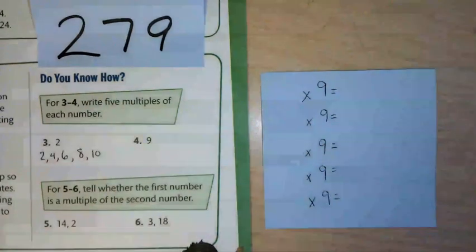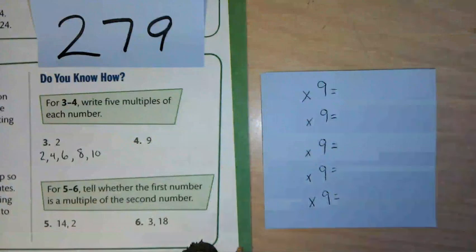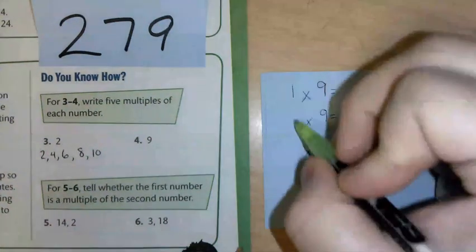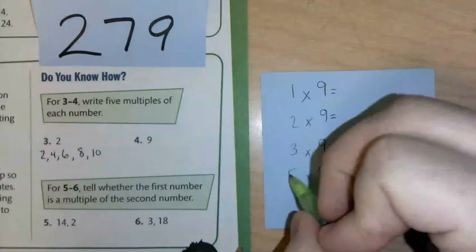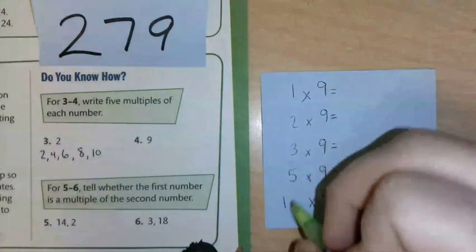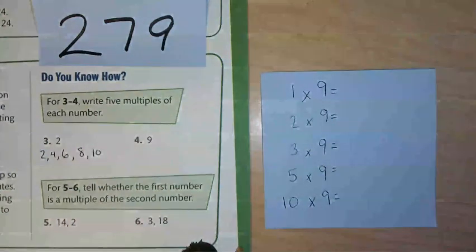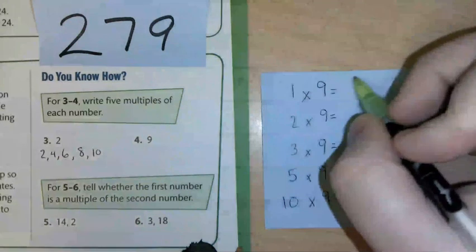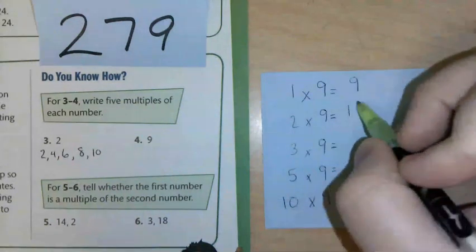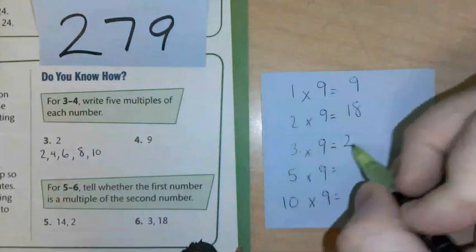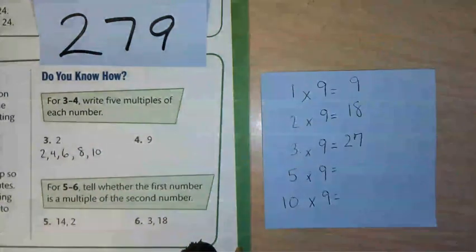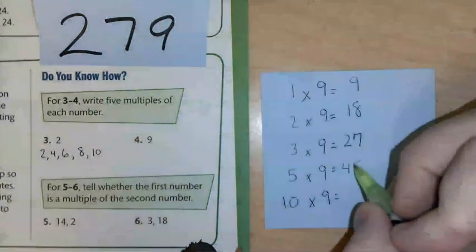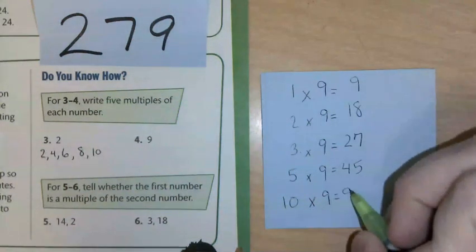I'm going to choose some numbers for us to multiply by 9. So I'll choose 1 and 2 and 3. And then I'll go up to 5 real quick because 5 feels easy. And then I'm going to choose 10 because I know multiplying by 10 is usually an easy number for me too. So 1 times 9 is 9. 2 times 9 is 18. 3 times 9 is 27. Ooh, I almost read a 4 for some reason. 5 times 9 is 45. And 10 times 9 is 90.